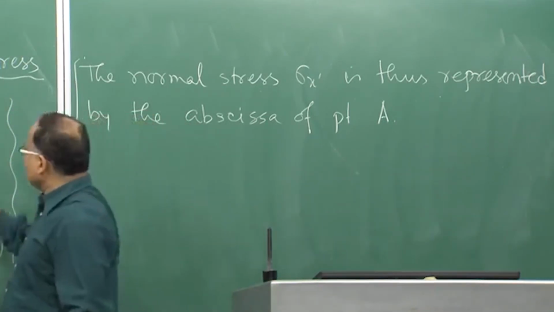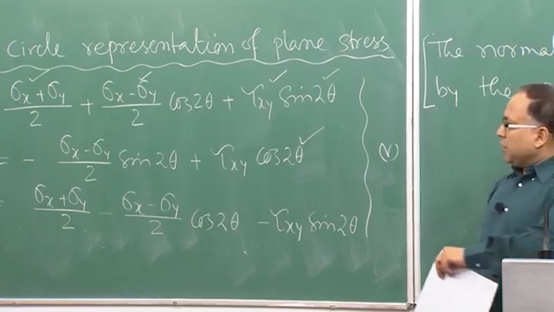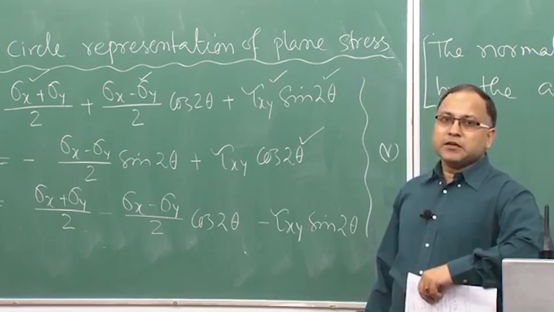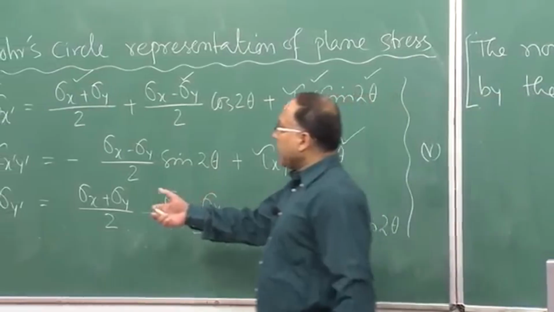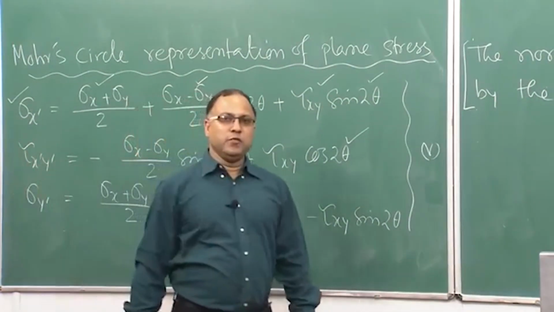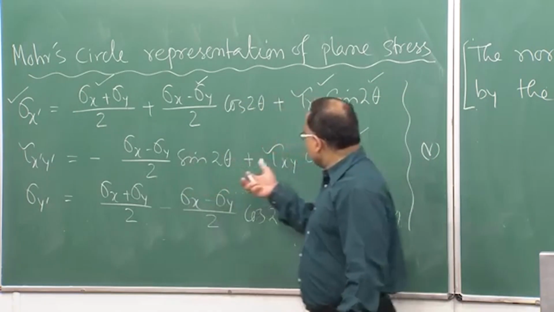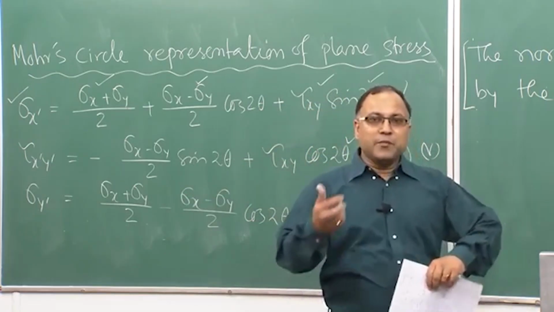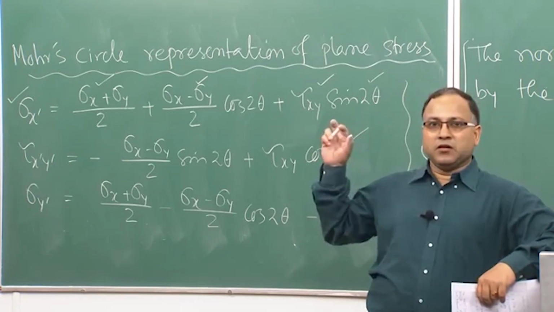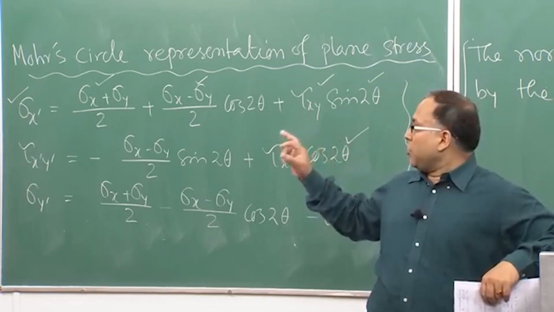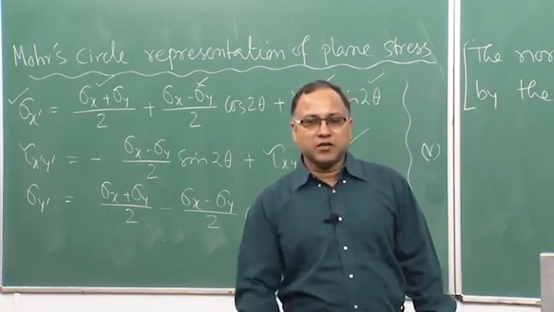Similarly, if you look at the second equation, we will get the ordinate of point A giving me tau x prime y prime. That we will take in the next class. Just think about the first term and the second term of this equation; again it will come from the graphical representation, and that will be represented by the ordinate, the y axis of the point A. So, we will take that in the next class. I will stop here today. Thank you very much.